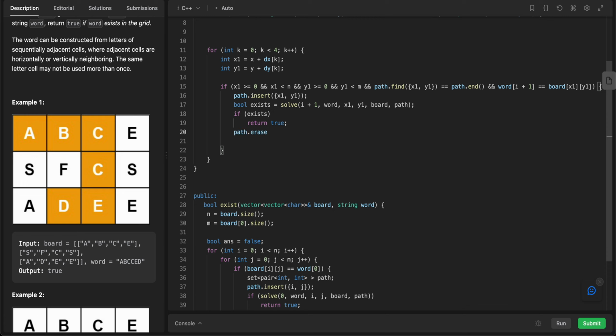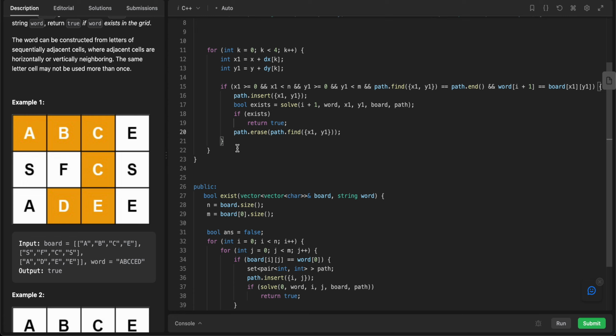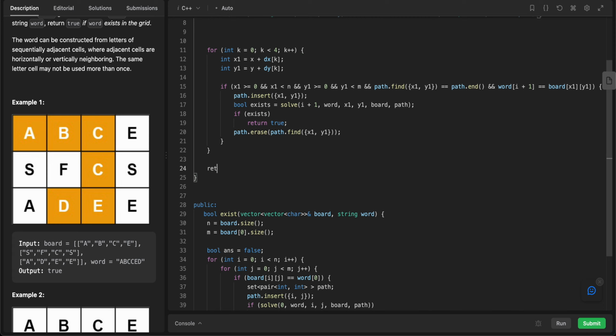path.erase. What? Path.find x1 y1, whatever I have inserted, let's erase that. It will try another one. So by default it should return false, right? Because it is not possible. After trying everything, if it is not possible, okay, by trying all the 4 directions, if it did not return true, finally it should return false.